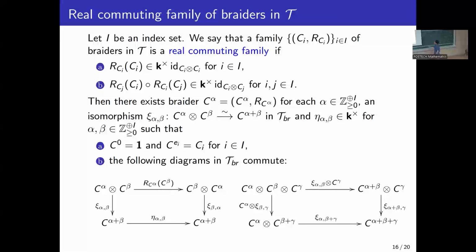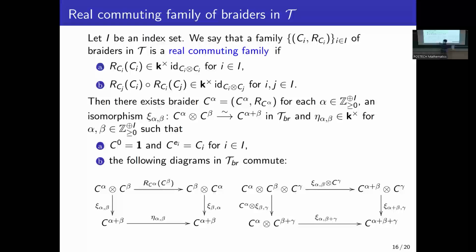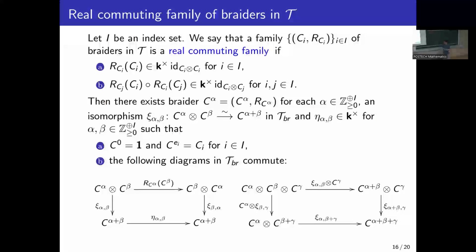If there is some compatibility, or simply if the corresponding braiders are constant multiples, then we can write it in this way. So there is no ambiguity in writing C to the alpha cross beta. There are two ways, right? C alpha tensor C beta and C beta tensor C alpha should be isomorphic to each other. So I want to write just C alpha plus beta here. There is some compatibility; we can construct morphisms which give this compatibility. So in short, if this is a commuting family satisfying some conditions, then we can really define the element C to the alpha plus beta, well defined.